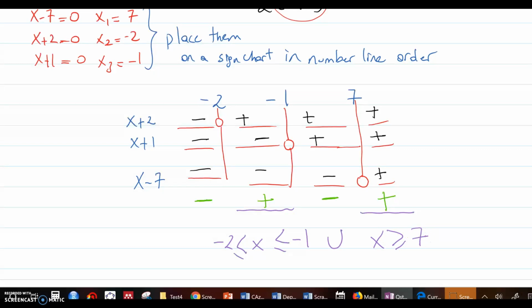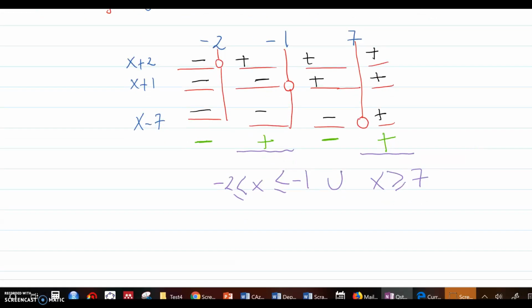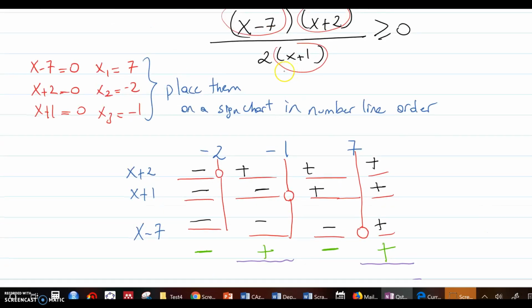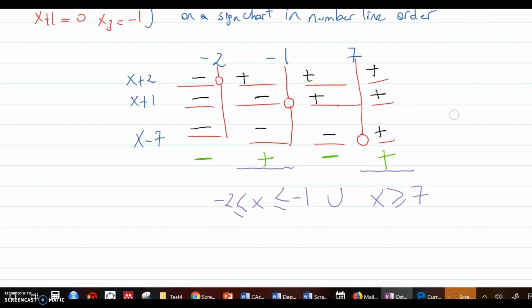All right, so if I want to, I'm going to write it in interval form. However, I need to be careful about one thing. Because I have x plus 1 on the denominator, it should not be equal to 0, so x cannot be equal to negative 1. So I need to get rid of that little sign. So I'm going to revise it like that.